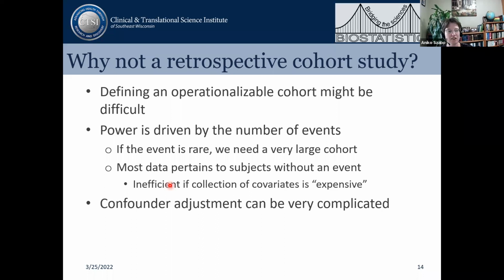But the third issue could be, and we'll see examples of that later, if the confounder adjustment can be complicated, then sometimes a case control study can help with that. And I'll get back to that later.